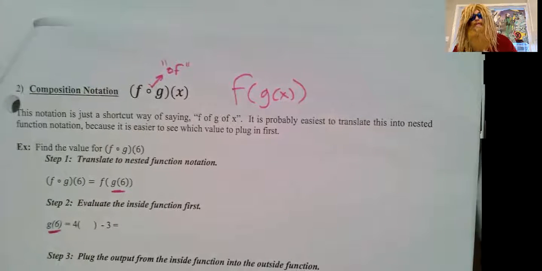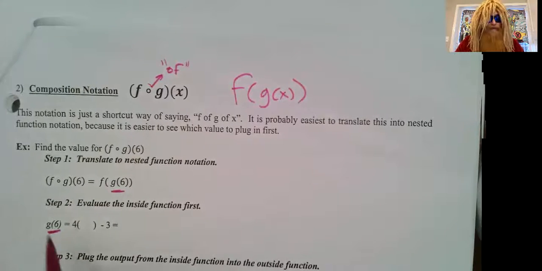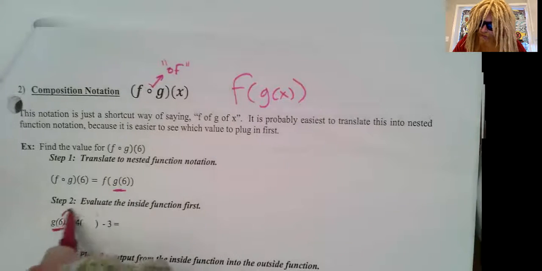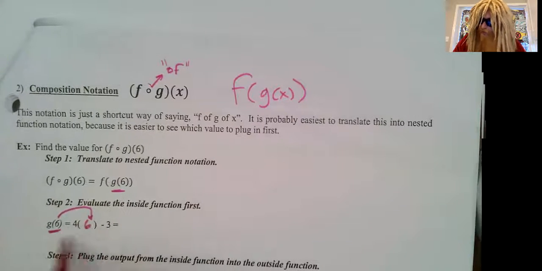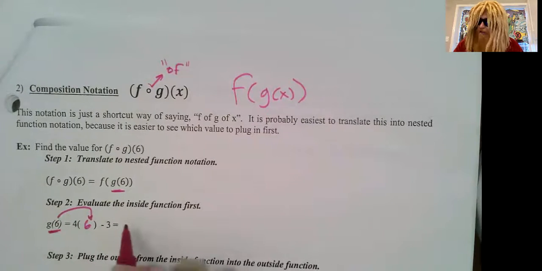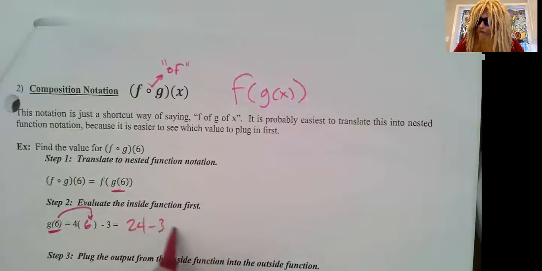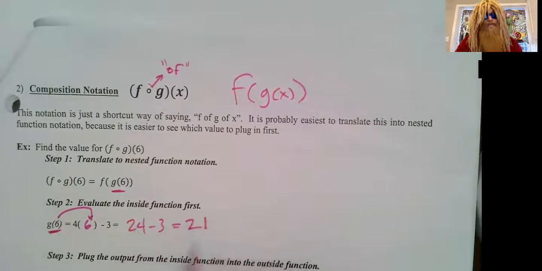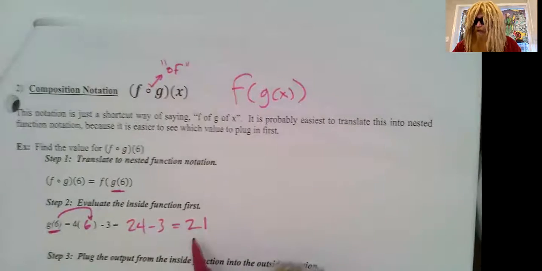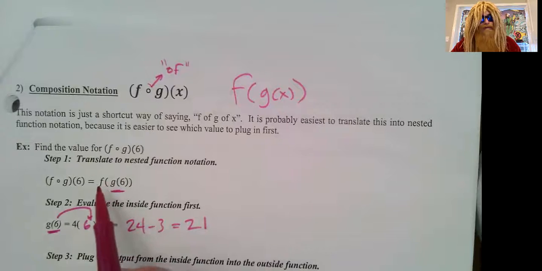And when we think about what we had, it's the same two functions we had on the previous page. So it's 4x minus 3 is our g function. We take that 6 and plug it in here. 4 times 6 minus 3. That's going to give us 24 minus 3, or 21. So now we are going to be taking that as the input for our function on the outside.